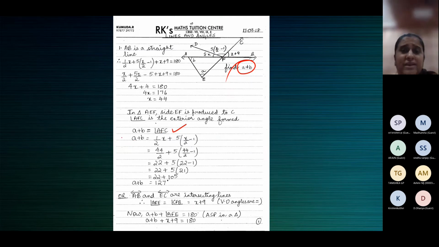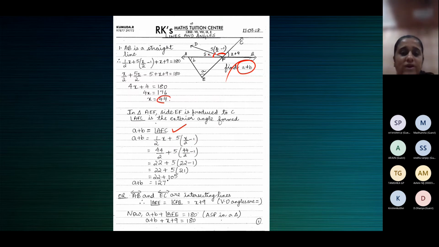You don't have to find A and B. You just want to find A plus B. So A plus B is equal to, how do you find angle AFC? Half of angle X plus 5 into X by 2 minus 1. See here, AFC is made up of these two angles. So AFC is nothing but half of X plus 5 into X by 2 minus 1.